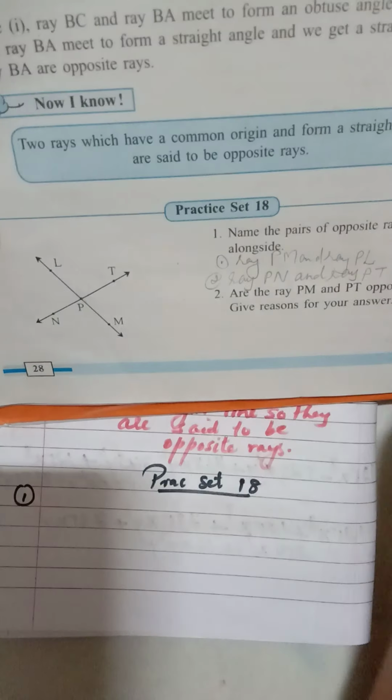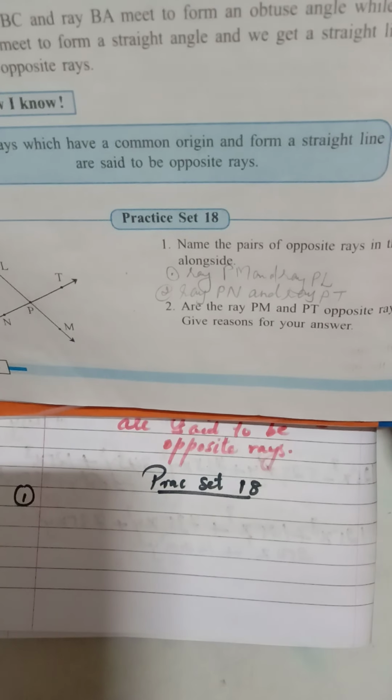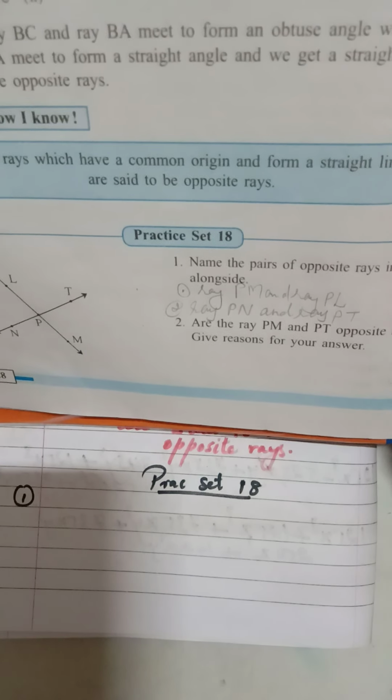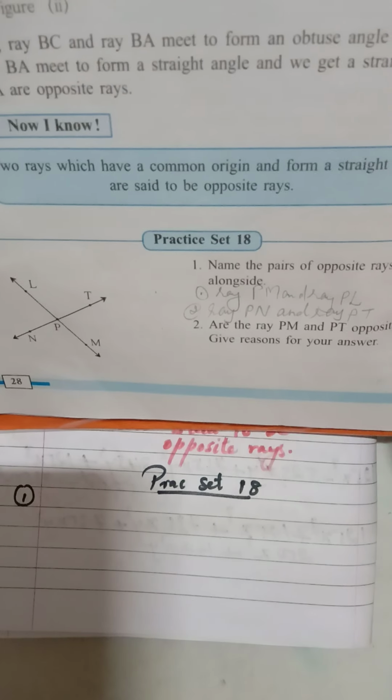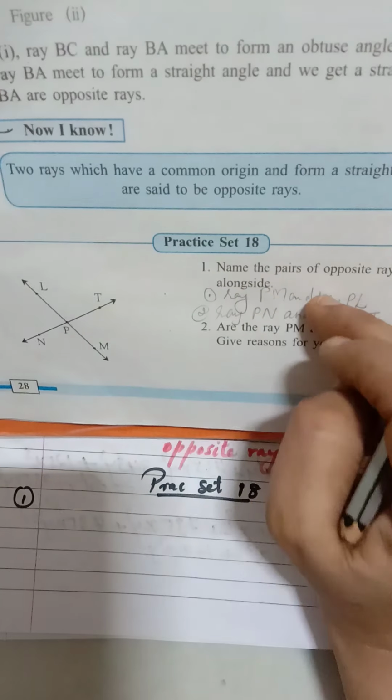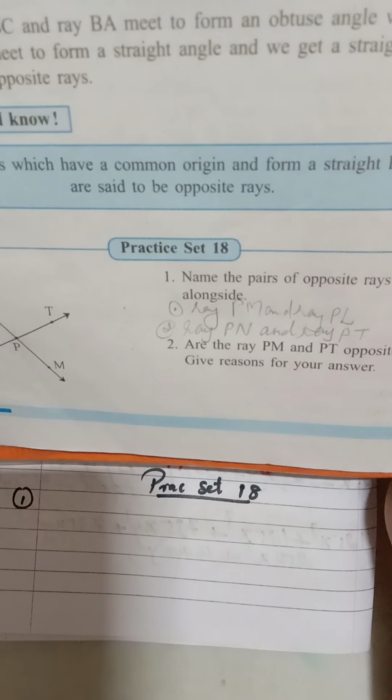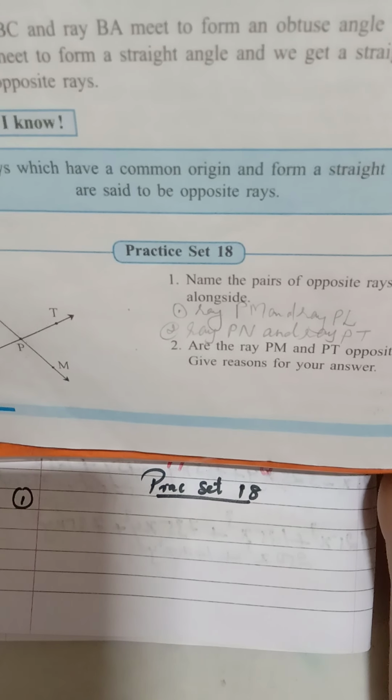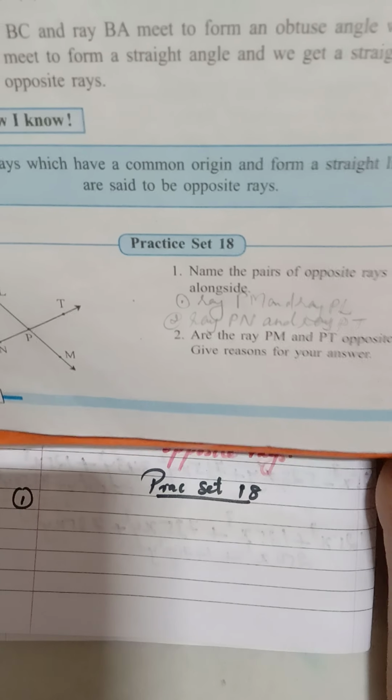Now children, you will copy this practice set in your classwork book. I am doing it in the textbook. So how are you going to do it? You will draw the figure, copy the question and write the answer. Clear? So ray PM and ray PL, and the second one is ray PN and ray PT.